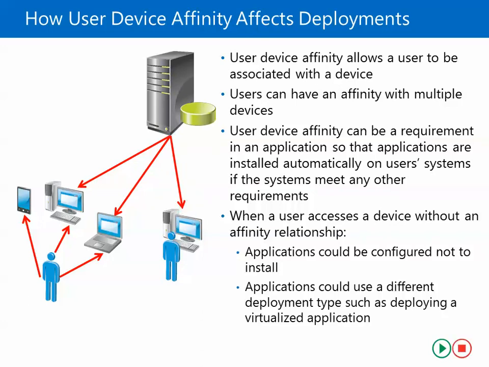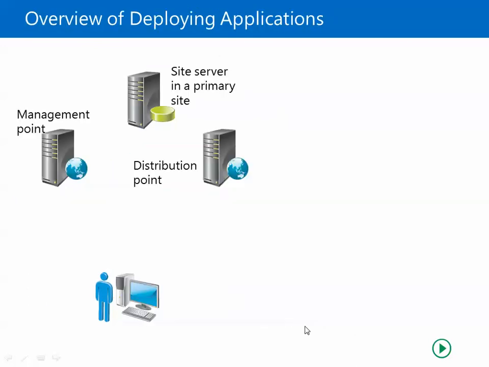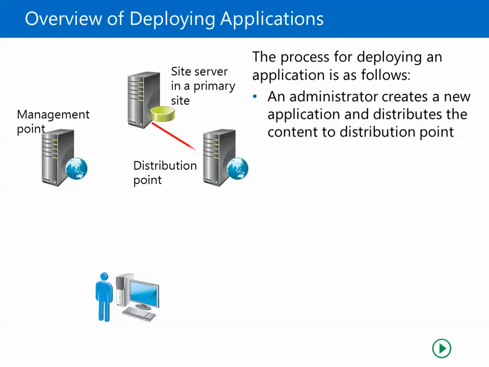When a user accesses a device without an affinity relationship, applications could be configured not to install. It will come as a virtualized application. In this example, imagine we have selected these two as an affinity relationship. That means that application is installed on the two computers. If the user tries to log in to a different computer, the application will not be installed there, it will just come as a virtual application. The application could use a different deployment type, such as deploying as a virtualized application. Clear?